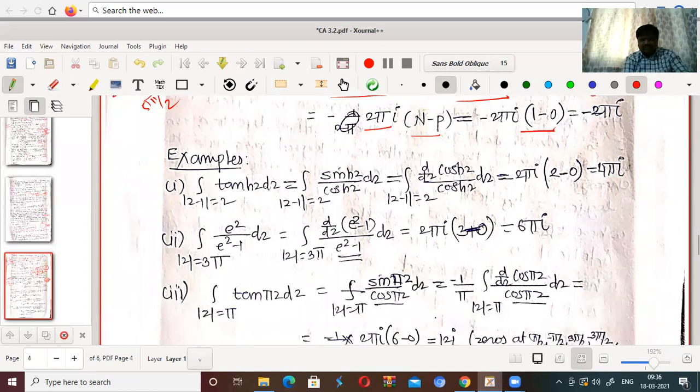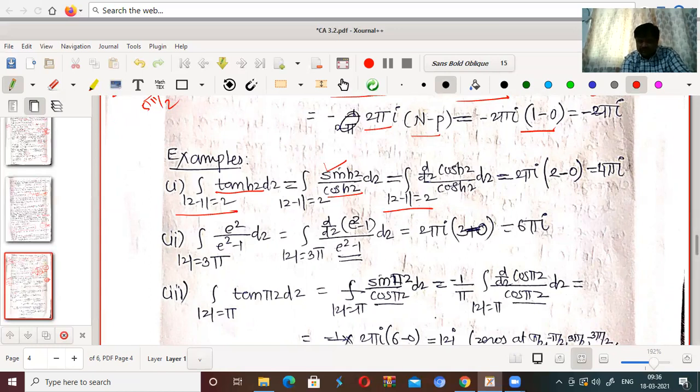Some more examples are there. Tanh z over the curve mod z minus 1 equal to 2. This is a circle having center 1 and radius 2. Tanh z can be written as sinh z upon cosh z. But we know that the derivative of cosh z is sinh z. Therefore, it is d by dz of cosh z upon cosh z over the same circle.